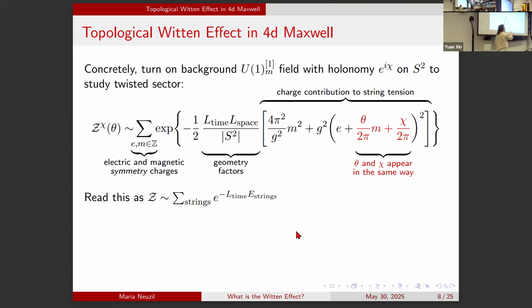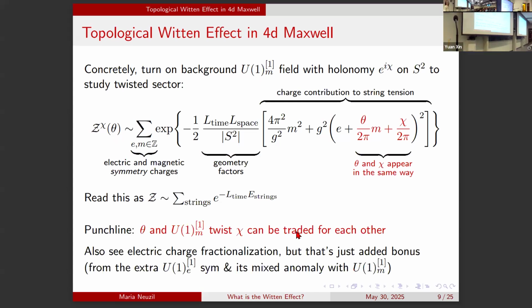You then get some geometry factors. But the interesting thing here is that theta and the magnetic twist appear in basically the same way in this expression, and you could easily just redefine pi to absorb the effect of theta here.